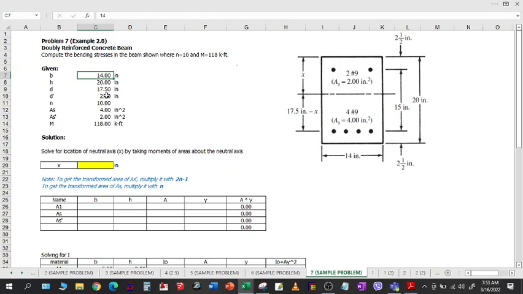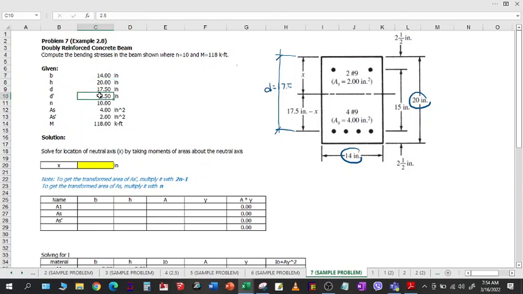Let us account now for the given. We have the beam width, this is 14 inches. The height of the beam, 20 inches. The effective depth, d, the distance from the outermost compression fiber to the centroid of the tension steel. So this is your d. And that is 20 inches minus 2.5, because 2 1/2 is measured from the bottom to the centroid of this tension steel. So this one is your d, and this is equal to 17.5.